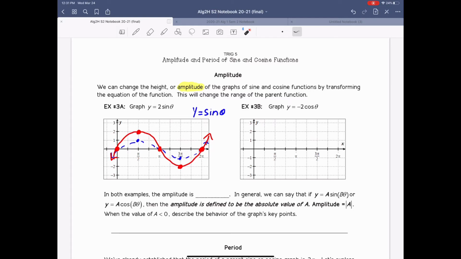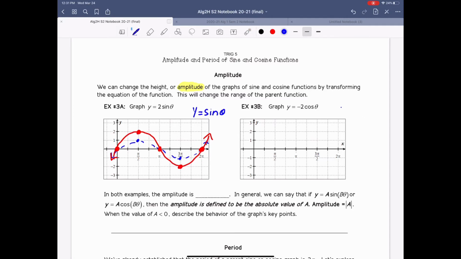Now, looking at example number 3b, we have y equals negative 2 cosine of theta. So this time we got two things going on. We got an a value of 2, and we also have a negative. And we know that negatives are going to flip our graph across the x-axis. So what we're going to do is draw the parent graph of cosine theta, and then I'm going to take all my y values and multiply them by negative 2. Not only is that going to stretch my graph, but it's also going to flip it across the x-axis.